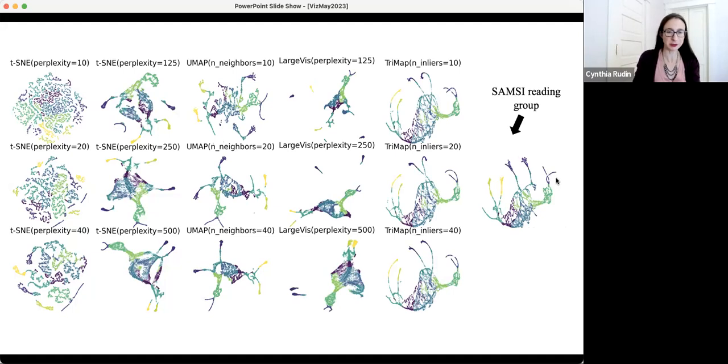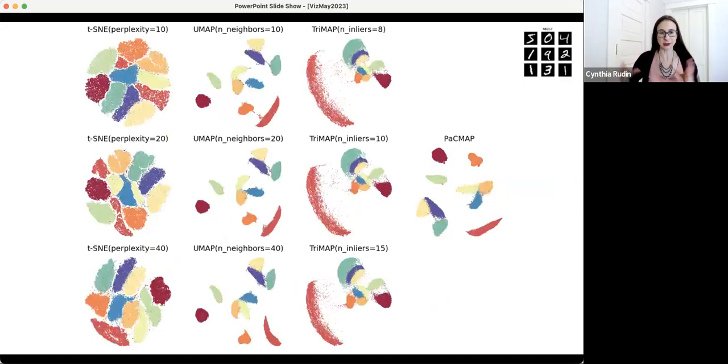It's called PaCMAP, and it preserved the global structure of the mammoth pretty nicely. So that's a 3D data set where global structure was important. I'm going to switch to a much higher dimensional data set, which is the MNIST data set of handwritten digits. So it's a few hundred dimensions. And here, local structure is important rather than global structure.